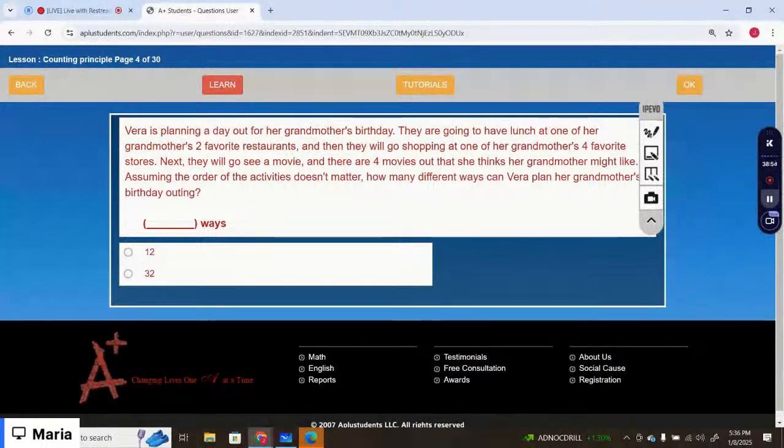Veera is planning a day out for her grandmother's birthday. They are going to have lunch at one of her grandmother's 2 favorite restaurants, and then they will go shopping at one of her grandmother's four favorite stores. Next, they will go to see a movie, and there are four movies out that she thinks her grandmother might like. Assuming the order of the activities doesn't matter, how many different ways can Veera plan her grandmother's birthday outing? So, which is the correct option?